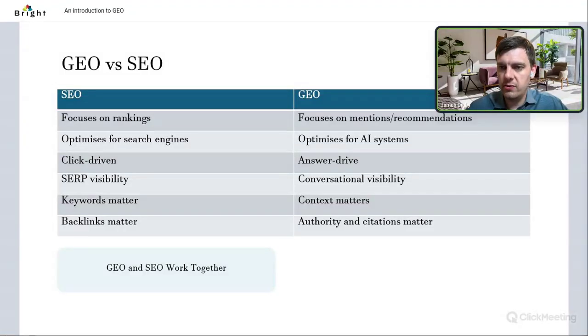Backlinks are less of a focus for GEO. Doesn't mean that backlinks are irrelevant. For SEO, there has been a bit of a decline in terms of the importance of backlinks. But for GEO, it's really not as relevant as it was for SEO maybe 2 to 3 years ago.